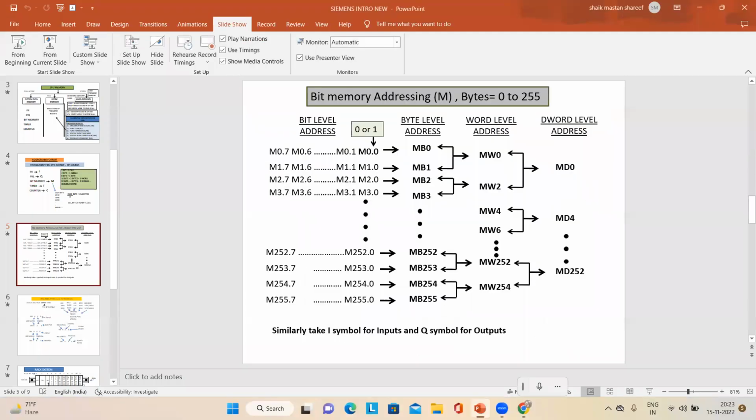Now these are the addressing concepts for your Siemens.